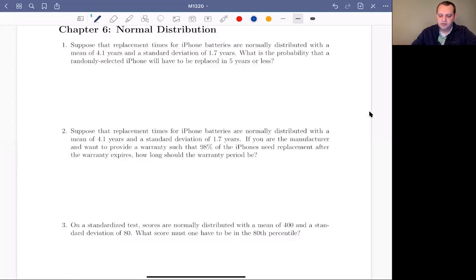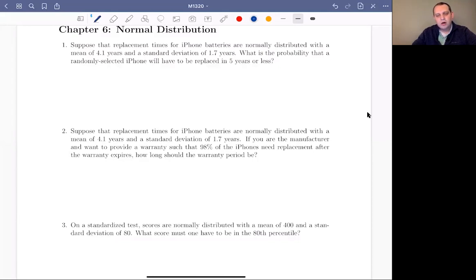It says, suppose that the iPhone battery life is normally distributed with a mean of 4.1 and a standard deviation of 1.7, both in years. What's the probability that a randomly selected iPhone will have to have its battery replaced in 5 or fewer years?